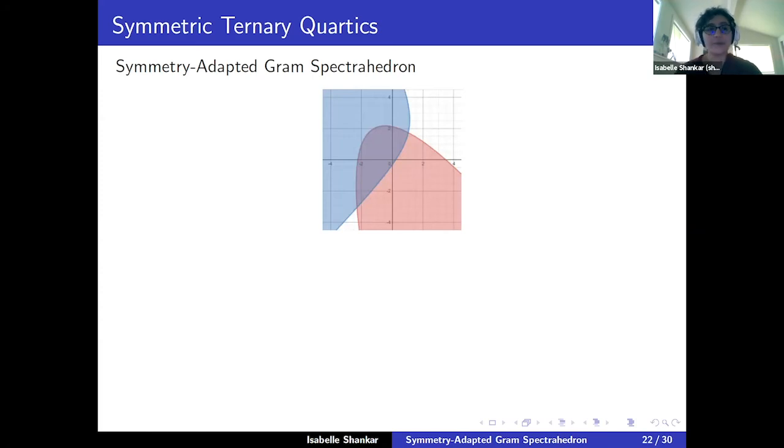Generically, a positive symmetric ternary quartic will have this as its symmetry adapted Gram spectrahedron. It will look something like this, where we have this left component of a hyperbola coming from the standard block, and this parabola coming from the trivial block. So the intersection of these two spectrahedra, this region in here, is the symmetry adapted Gram spectrahedron for a generic symmetric ternary quartic.